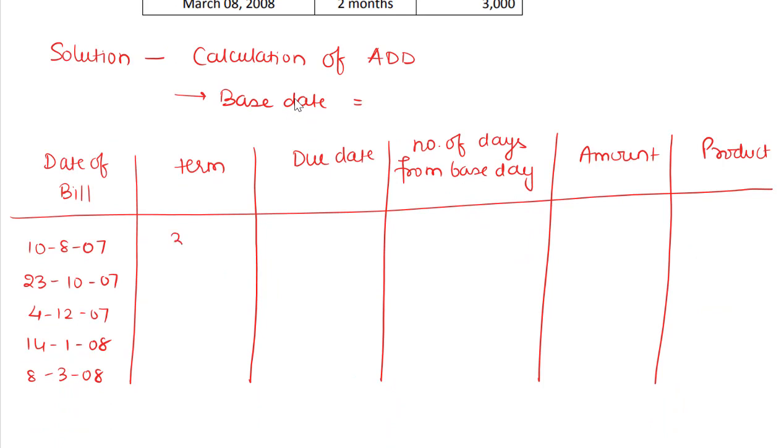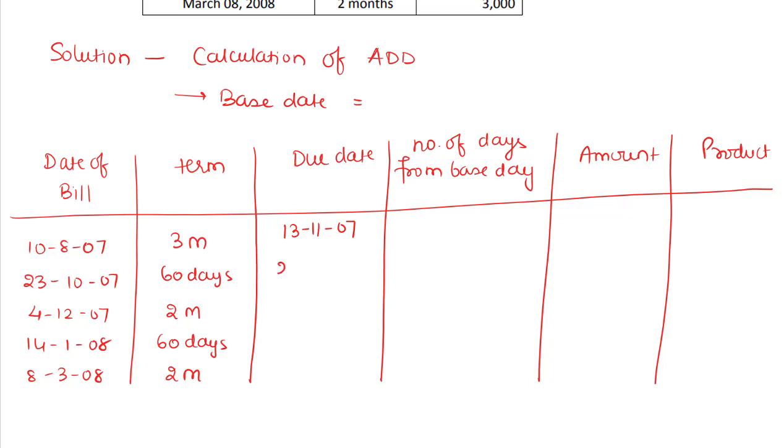3 months, 60 days, 2 months, 60 days, 2 months. 10/8/2007, 3 months. So 10/11/2007, plus 3 days of grace. Due date is 13/11/07.